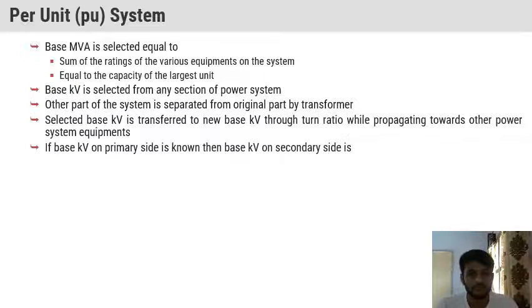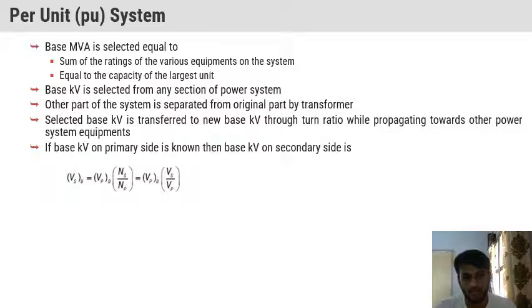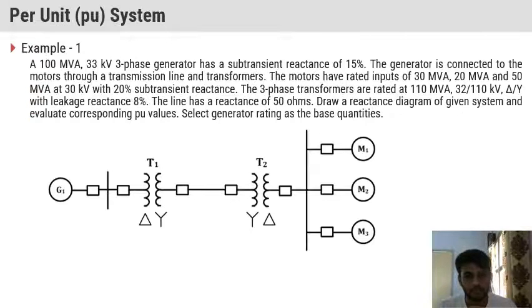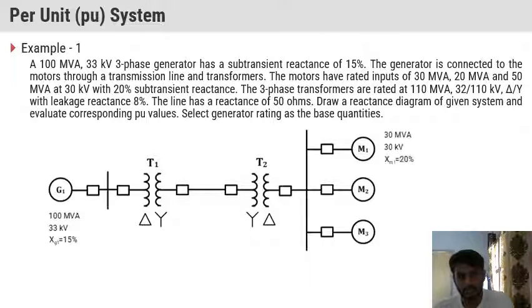If the base kV on the primary side is known, then what is the base kV on the secondary side? If you have a base value on the primary side, how can you convert the base value for the secondary? Simply by using the turn ratio. If you have a voltage ratio, it is similar to the turn ratio. In the next lecture we will see one example of how we can convert the base values.